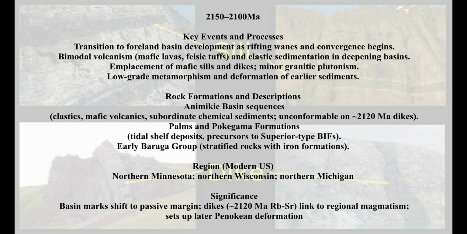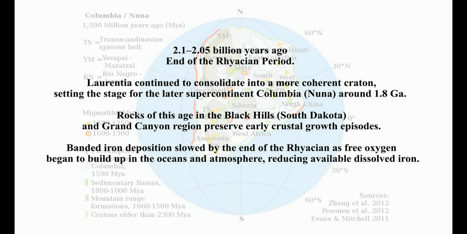2.1 to 2.05 billion years ago. End of the Rhyacian period. Laurentia continued to consolidate into a more coherent craton, setting the stage for the later supercontinent Columbia, Nuna, around 1.8 Ga. Rocks of this age in the Black Hills, South Dakota, and Grand Canyon region preserve early crustal growth episodes. Banded iron deposition slowed by the end of the Rhyacian as free oxygen began to build up in the oceans and atmosphere, reducing available dissolved iron.